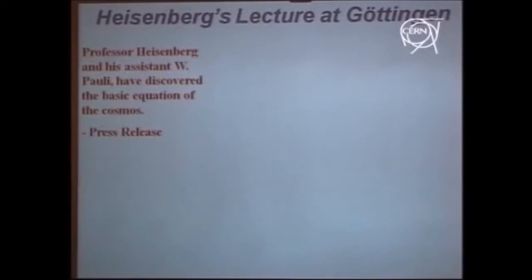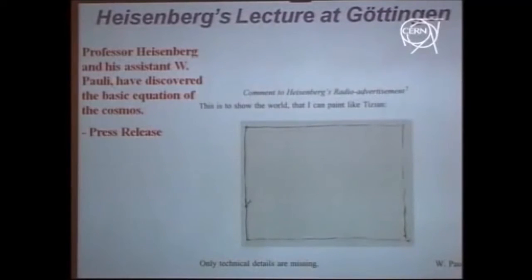Pauli first vented his anger to George Gamow, and he wrote in a letter in which he put words into Heisenberg's mouth, saying that this is to show the world that I could paint like Titian, only technical details are missing. In fact, Pauli was furious.